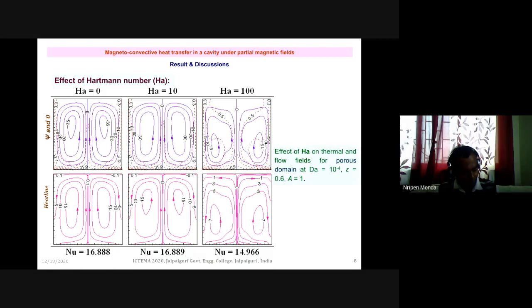So why is it deformed? We can recall the x momentum equation. There is a negative term due to the imposed magnetic field. Due to this negative term, it counteracts the buoyancy force. That's why fluid circulation decreases, and as a result, the Nusselt number decreases. That means the heat transfer rate decreases with the increase in the Hartmann number.